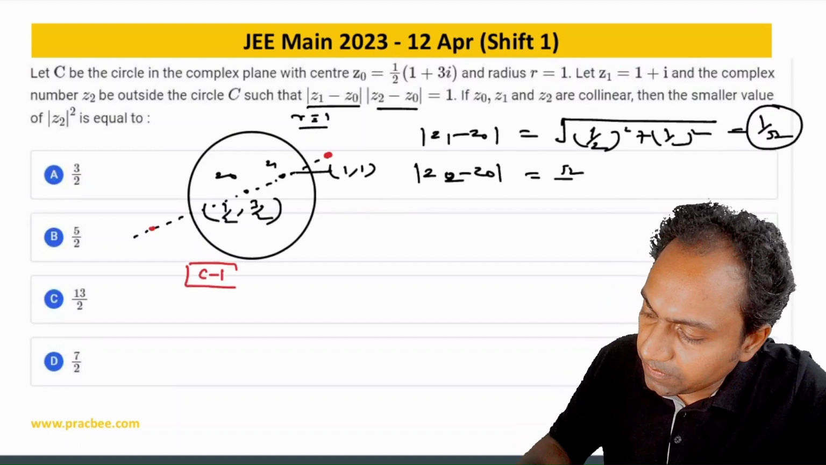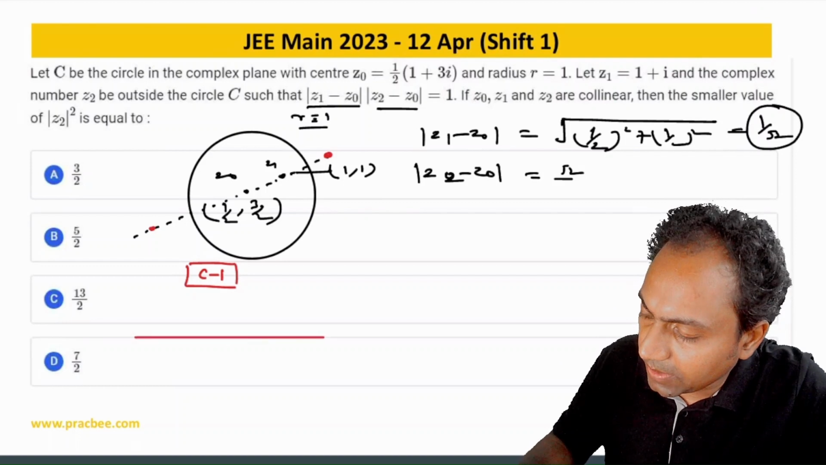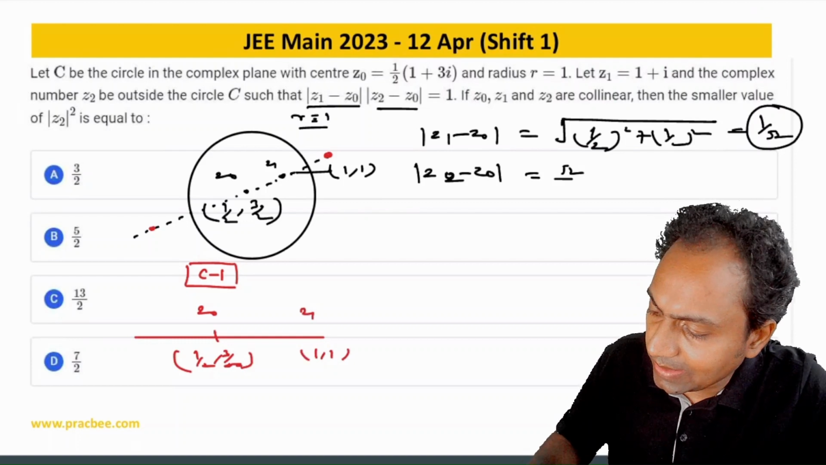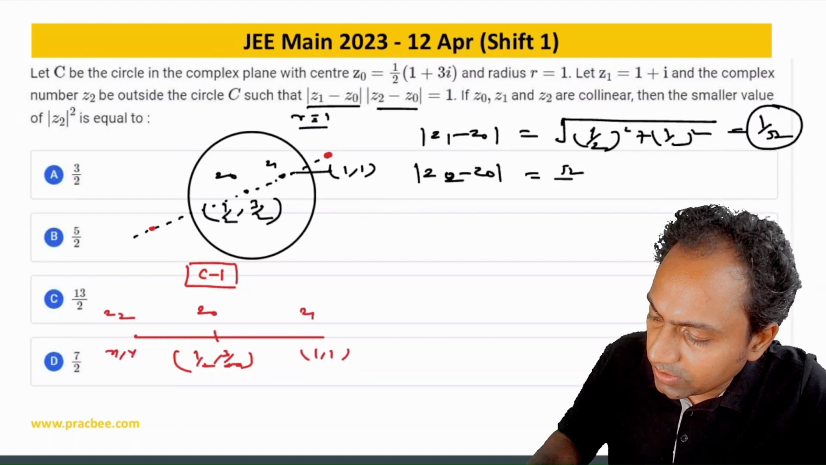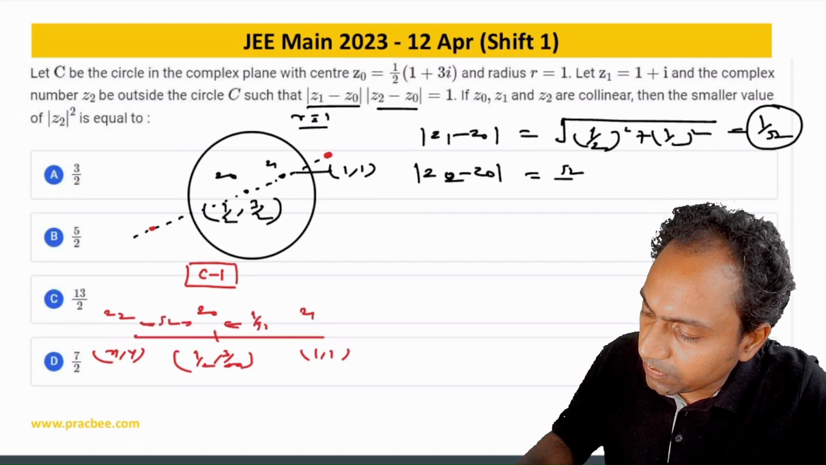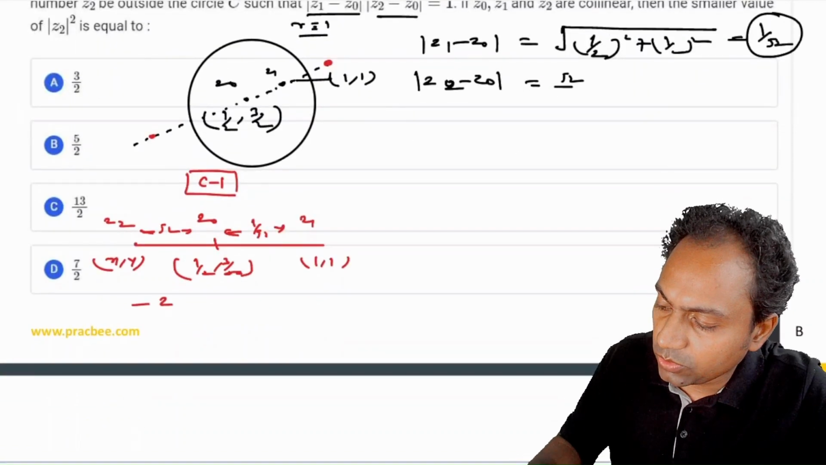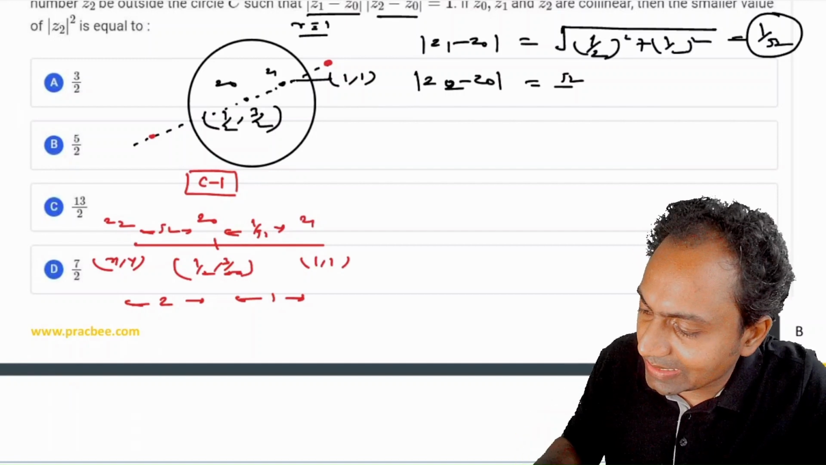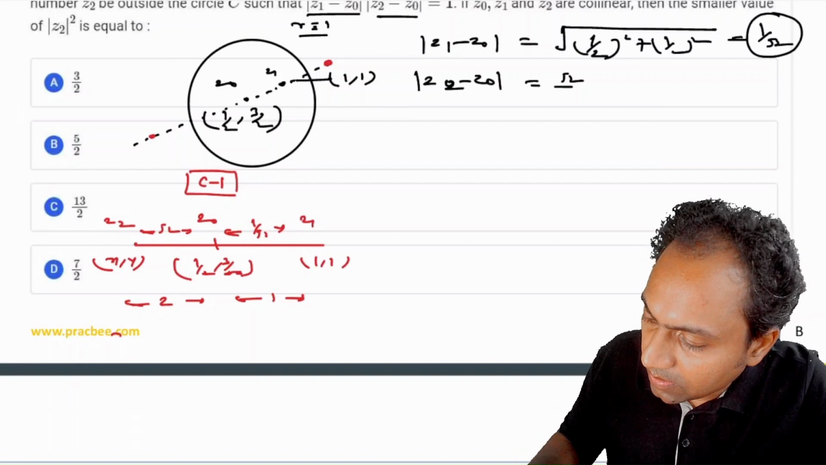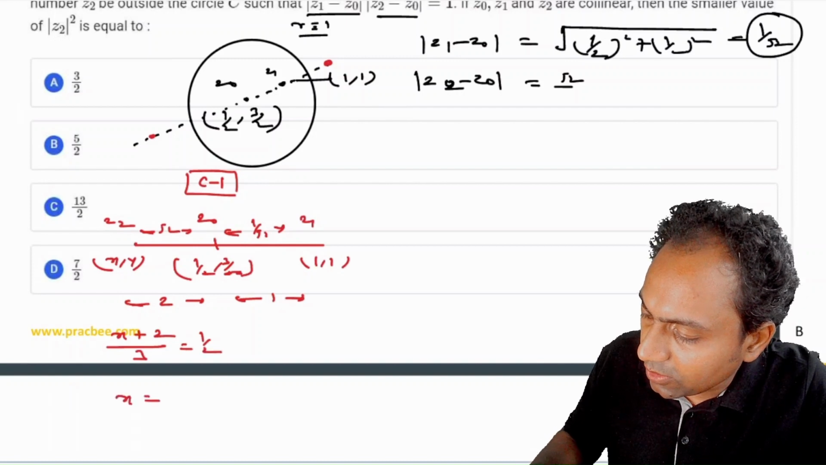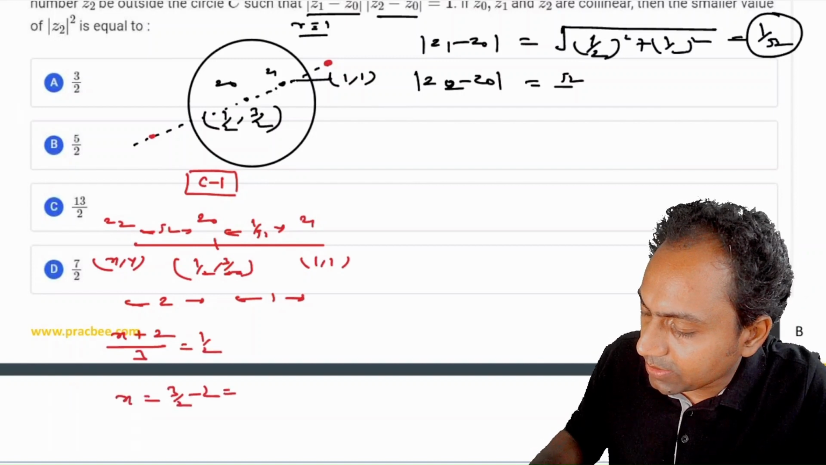Let us take case 1. In case 1, my point z0 is here, that is 1 by 2 comma 3 by 2, and my point z1 is here, 1 comma 1, and z2 is on the other side. Let us say that this point is x comma y. Now if this distance is root 2 and this is 1 by root 2, the ratio will be 2:1. Next, if I apply the section formula, what I am going to get is x plus 2 by 3 is equal to 1 by 2, or the value of x comes out to be 3 by 2 minus 2, that is minus 1 by 2.